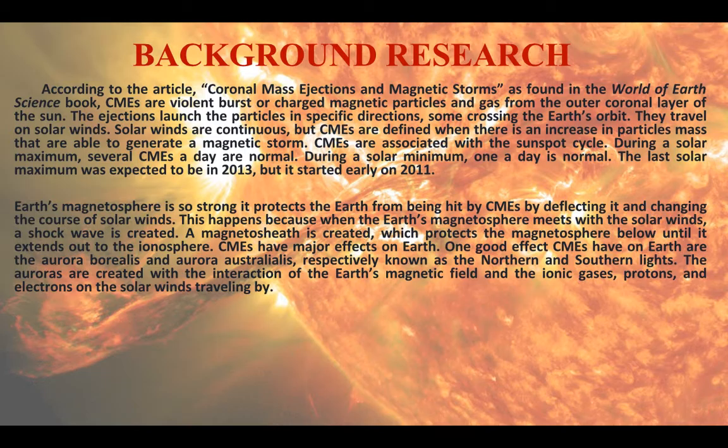CMEs have major effects on Earth. One good effect of CMEs on Earth is the aurora borealis and the aurora australis, respectively known as the northern and southern lights. The auroras are created by the interaction of the Earth's magnetic field and the ionic gases, protons, and electrons on the solar winds traveling by.